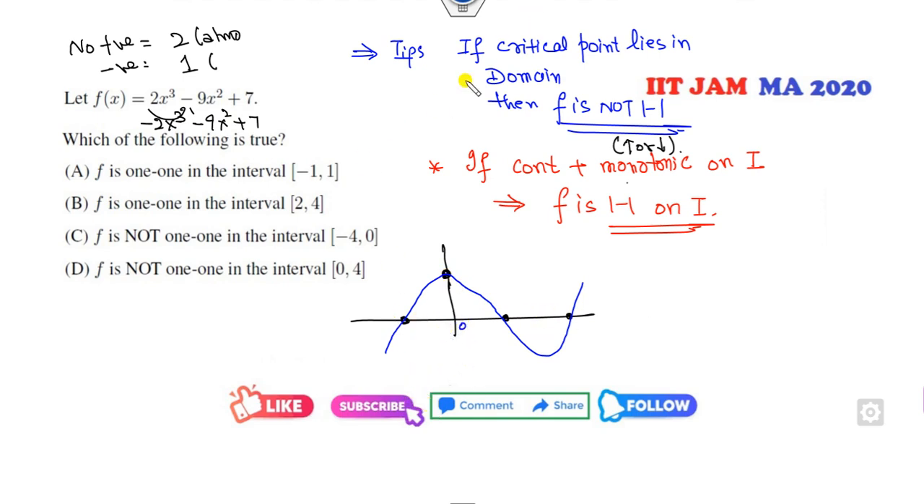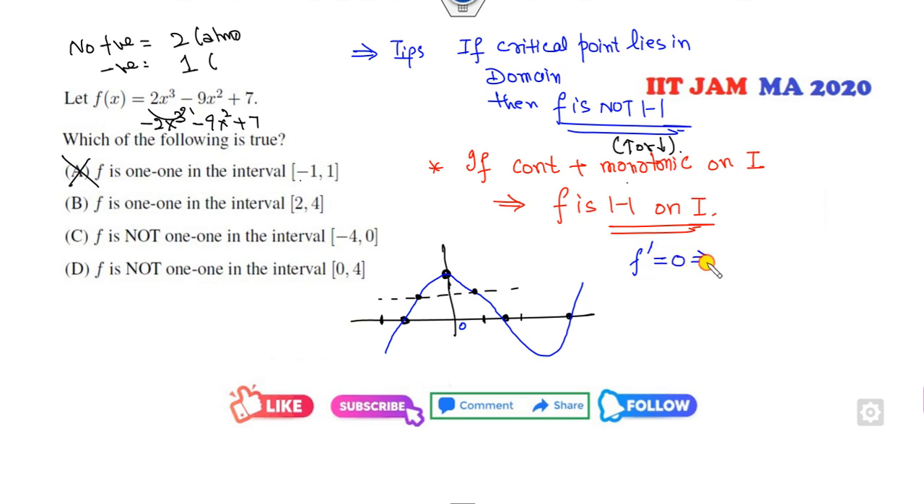Now, clearly, when you take minus 1, 2 plus 1, so minus 1 is either this side or this side. But if you draw the horizontal line graphically, definitely it cuts at 2 points. So it means this option is not one-one. Otherwise, you can also see I can find the critical point of this.